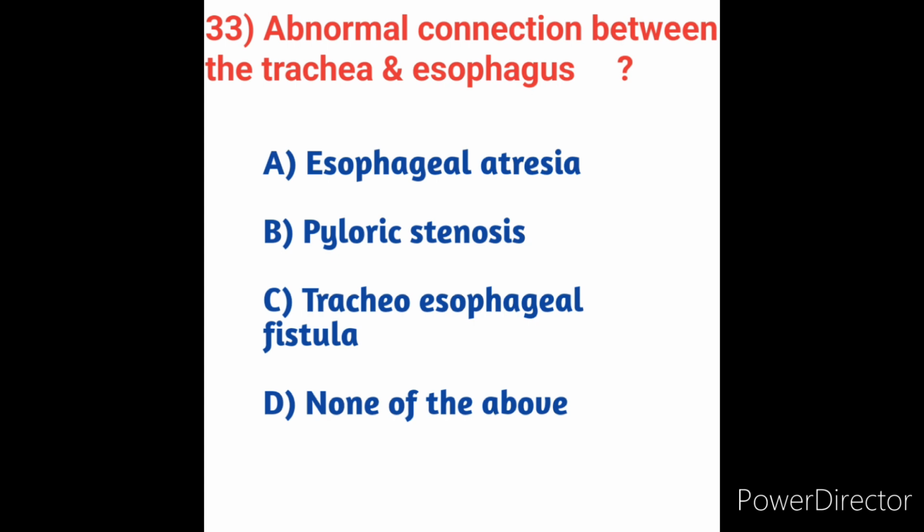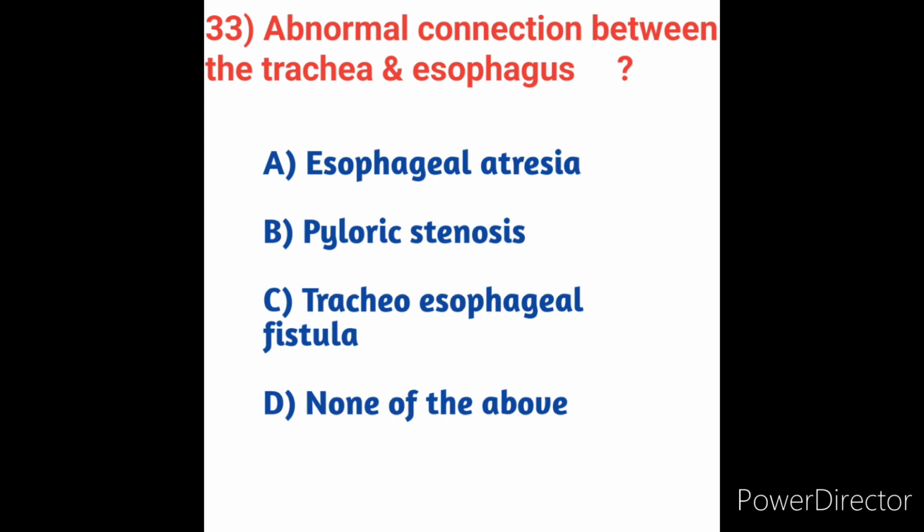What is option A? Esophageal atresia. Esophageal atresia is a birth defect of the swallowing tube that connects the mouth to the stomach. So here, abnormal connection between the trachea and esophagus, not option A. Next, option B. What is option B? Pyloric stenosis. Pyloric stenosis is a gastric outlet obstruction, so the obstruction in the gastric wall. So here option B is not the answer.